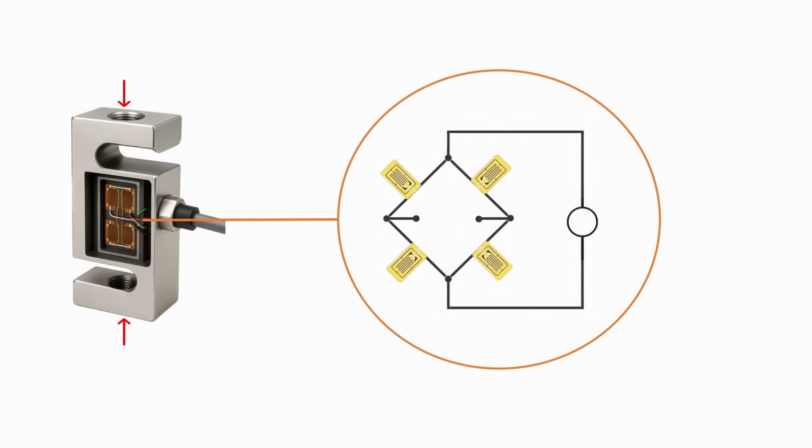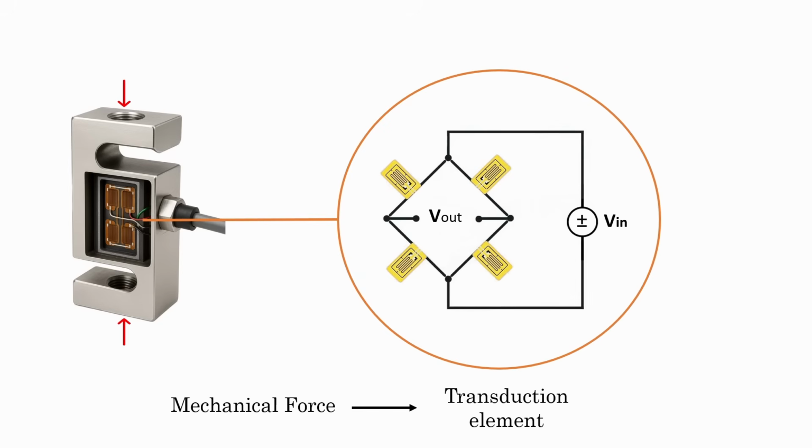These strain gauges are connected in a Wheatstone bridge circuit, which converts this very small change in resistance into a measurable voltage difference. So this combination of strain gauge and Wheatstone bridge forms the transduction element of the load cell. It converts the mechanical force into an analog electrical voltage, and the higher the load, the greater the voltage difference.